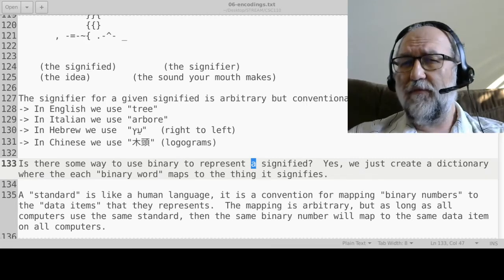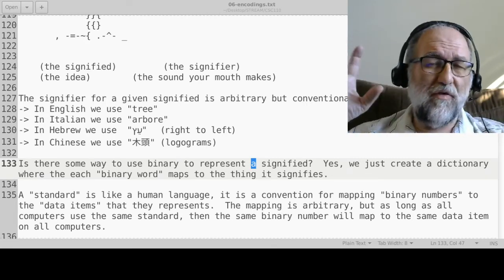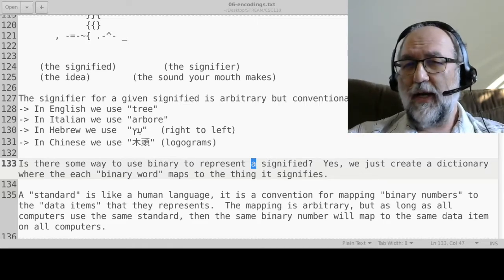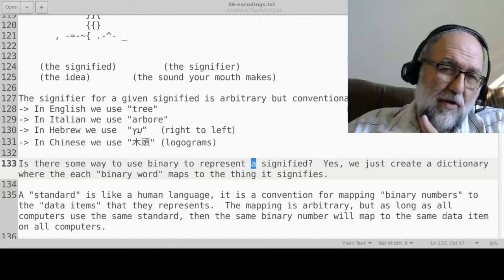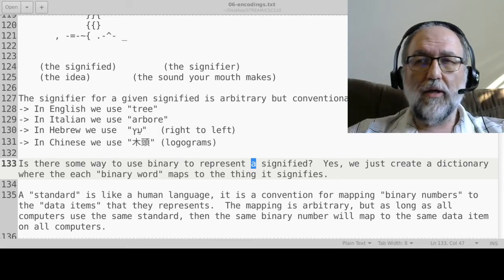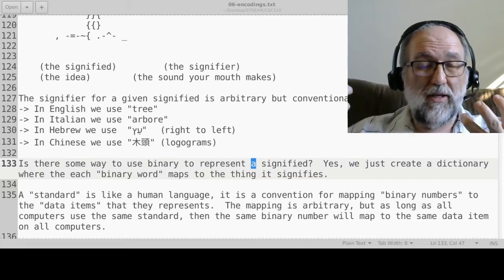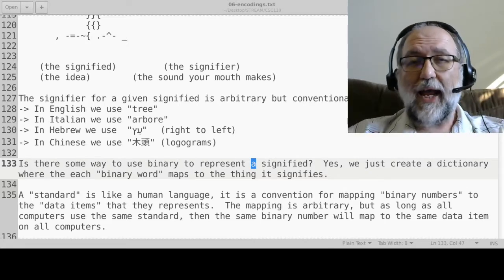Now, if every computer decided that a different sequence would represent an A, a different sequence in a different computer, well, then you couldn't exchange information between the computers and expect that both computers would represent an A.